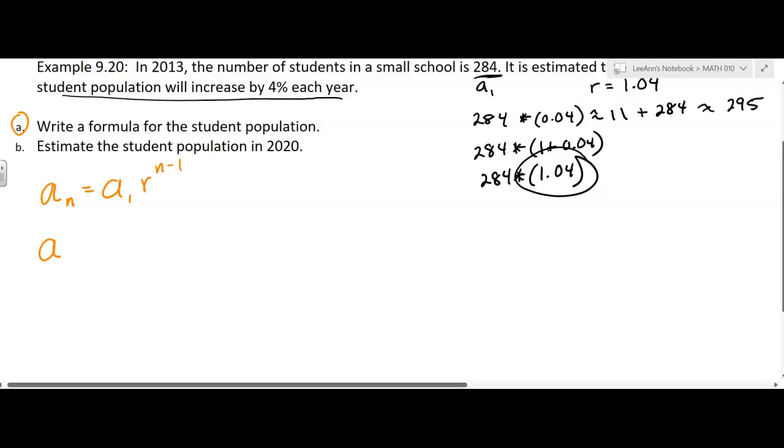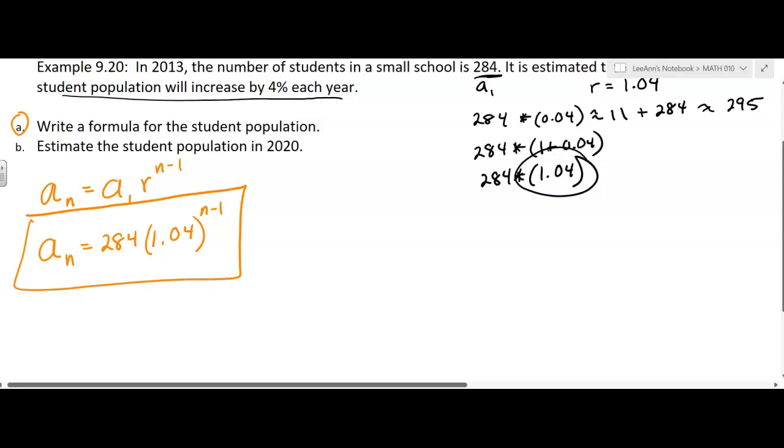Okay, so for us, it's going to be A sub n equals 284, and yeah, that's how many students, and then 1.04 is the R. Now the book does it a little bit differently, but it's okay. This is the formula that is just great to use. Okay, that's a geometric formula, and it follows what we've been doing with explicit formulas.